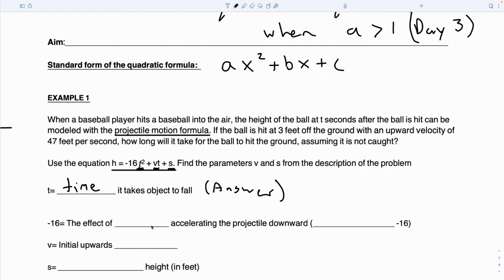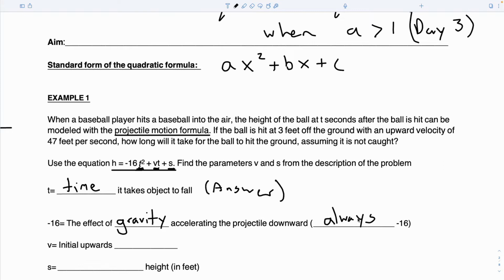Negative 16 is the effect. This is the part that gets really weird and sciencey. The negative 16 is the effect that gravity accelerating the projectile downward has. So it's the effect of gravity, and that 16 is a whole different number that they got. I can't tell you how they got the number. That's what they got for this equation. And then it's always going to be negative 16. You'd never have to change that.